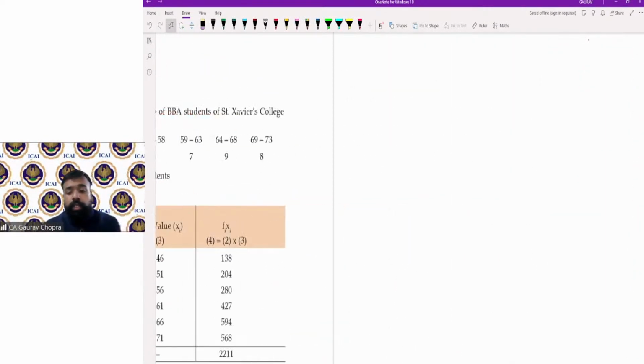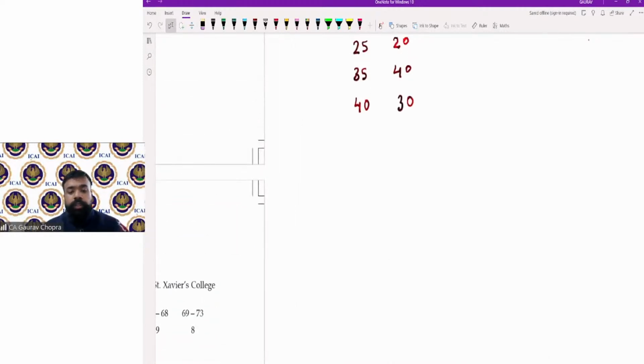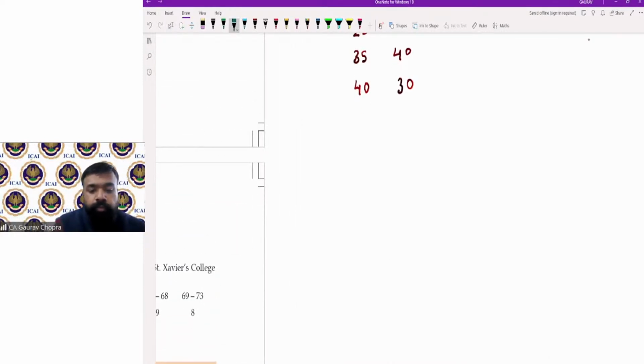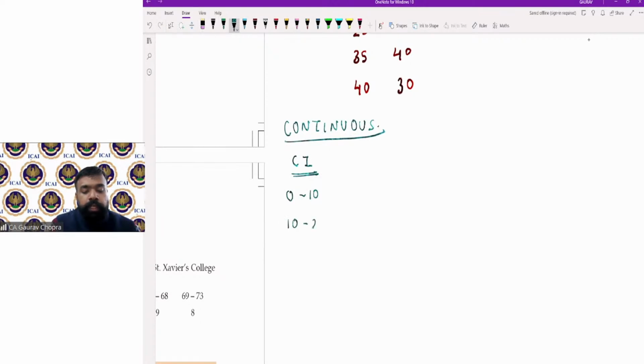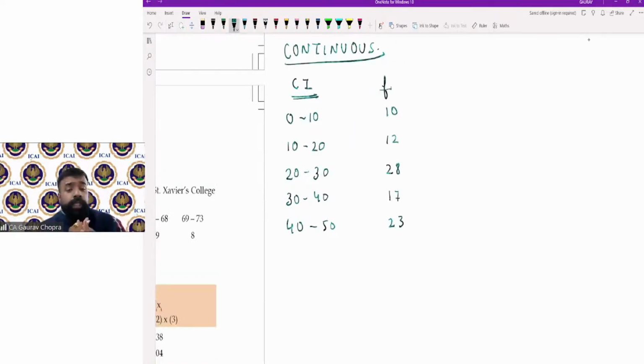Now let us take continuous series. So in case of continuous series, what we have to do, we have to find out mid value. So let's write a question. Class interval 0 to 10, 10 to 20, 20 to 30. Continuous series, the formula is same as discrete. तो जो formula discrete में था, same formula continuous में भी apply होगा.